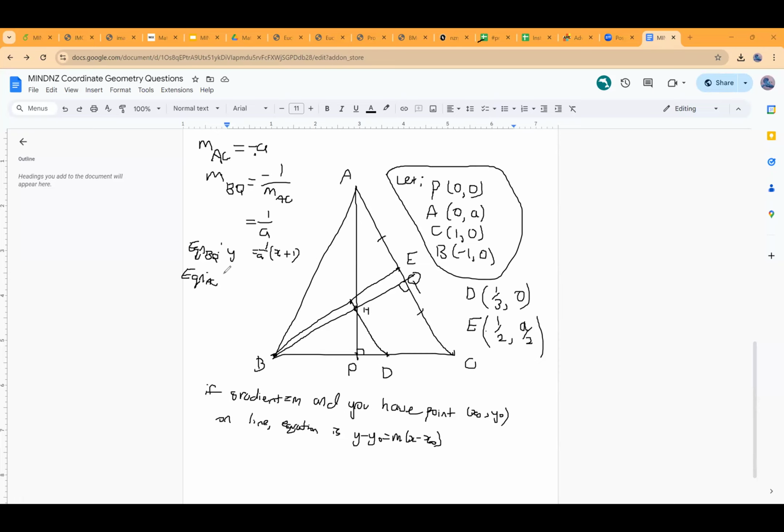So the equation of AC is very similar. If you're using the same line equation here, using the gradient of -a, and just use the point C, y minus 0 equals -a(x minus 1). Because the equation would give us y minus 0 equals m times (x minus 1), using the point (1, 0) as C. And the gradient is -1 as shown up here, right? Okay, so we've worked out the equations of BQ and AC.